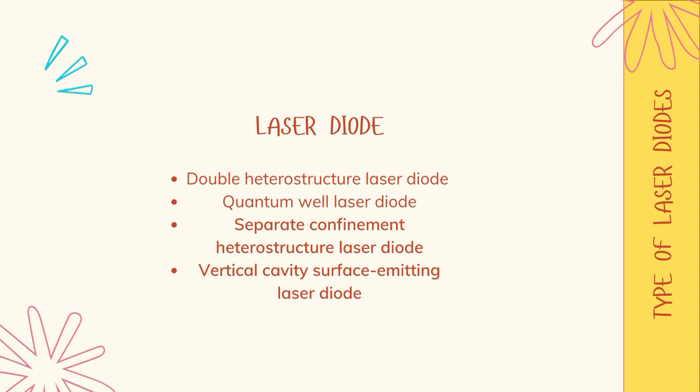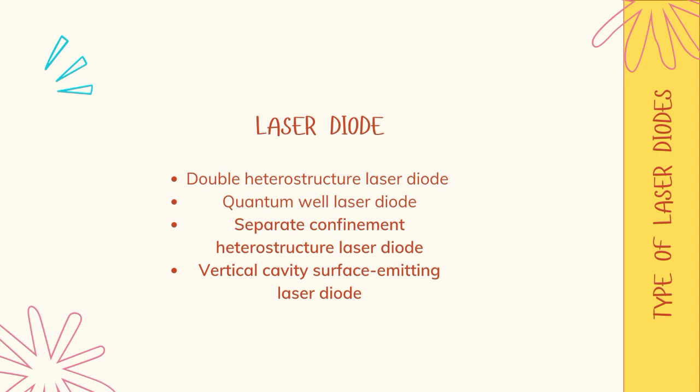Secondly, quantum well laser diode. The quantum well laser diode has a very thin middle layer, which acts as a quantum well. The electrons will be able to use quantum energy levels when transitioning from a higher energy level to a lower energy level. This gives better efficiency for this type of laser diode.